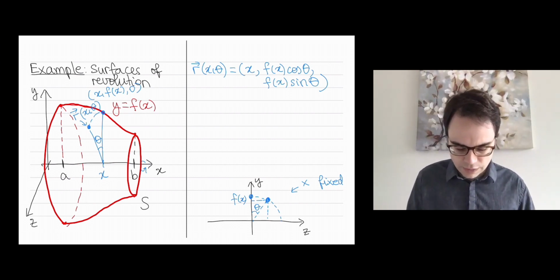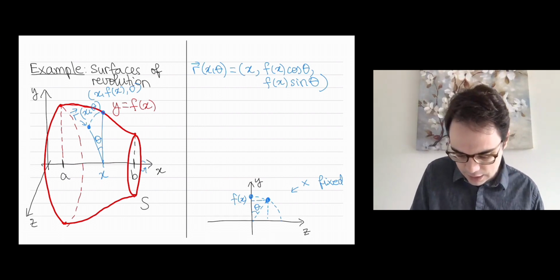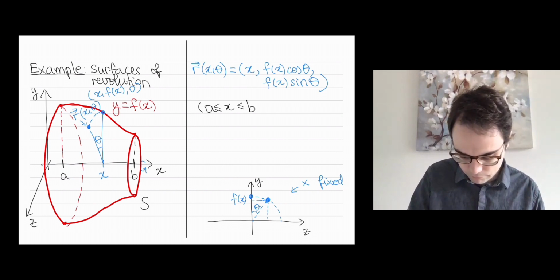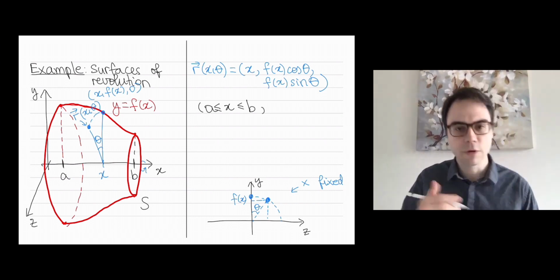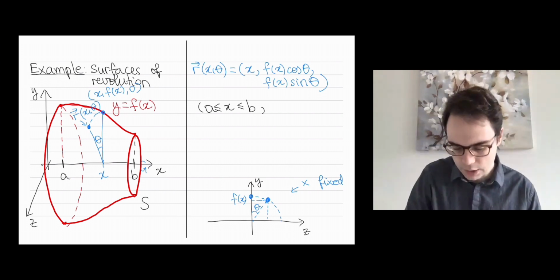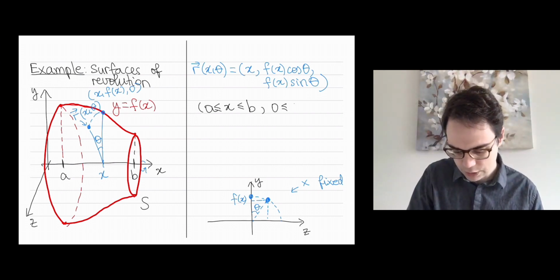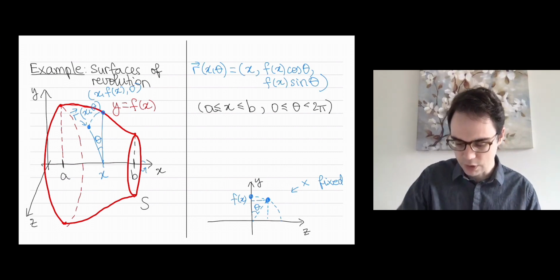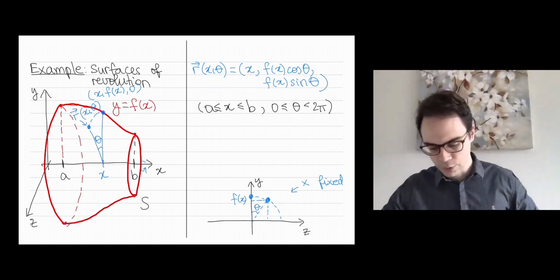Okay, so with these ranges, I can just say that x ranges between a and b, and theta ranges between, if I want to go a full turn, 0, as I drew in the picture, and 2 pi. If I don't want any repetition, if I really want to cover the surface exactly once, I can use a less than rather than less than or equal to.